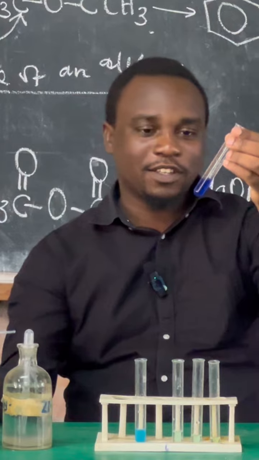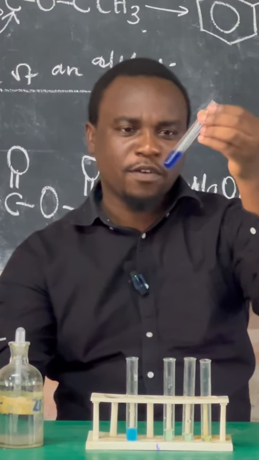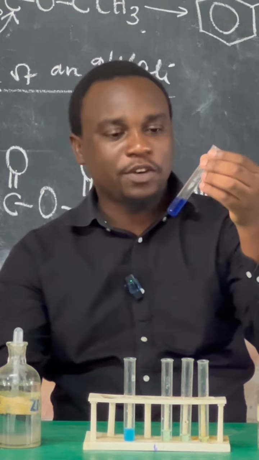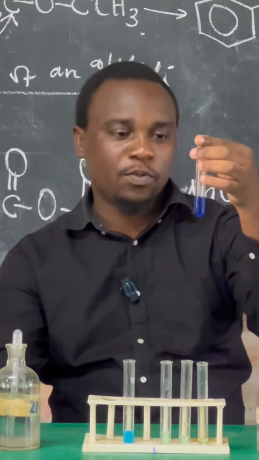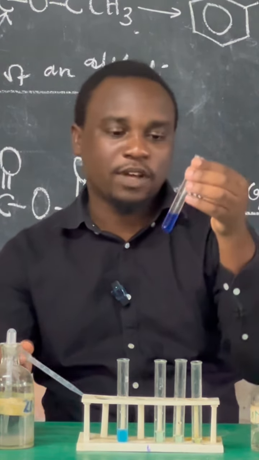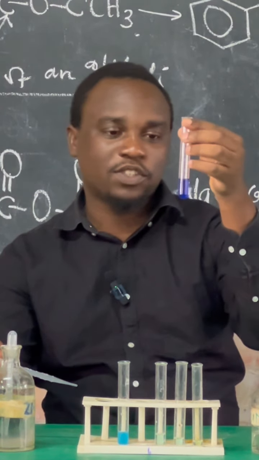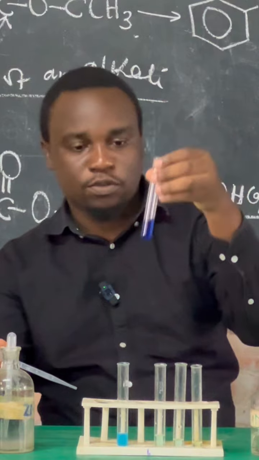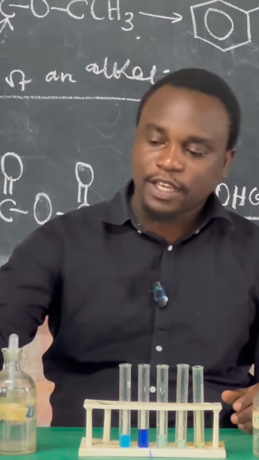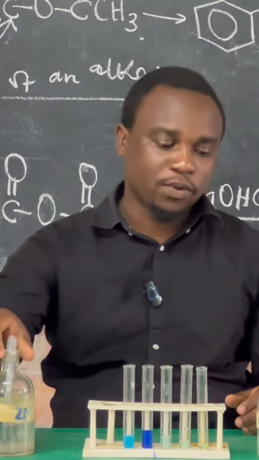When we add excess, the precipitate dissolves, forming a deep blue solution, as we can see. So addition of ammonia solution to copper 2 ions, we observe a blue precipitate on addition of a few drops, and on addition of excess drops, we see a deep blue solution. So these two can be taken as preliminary tests for copper 2 ions.